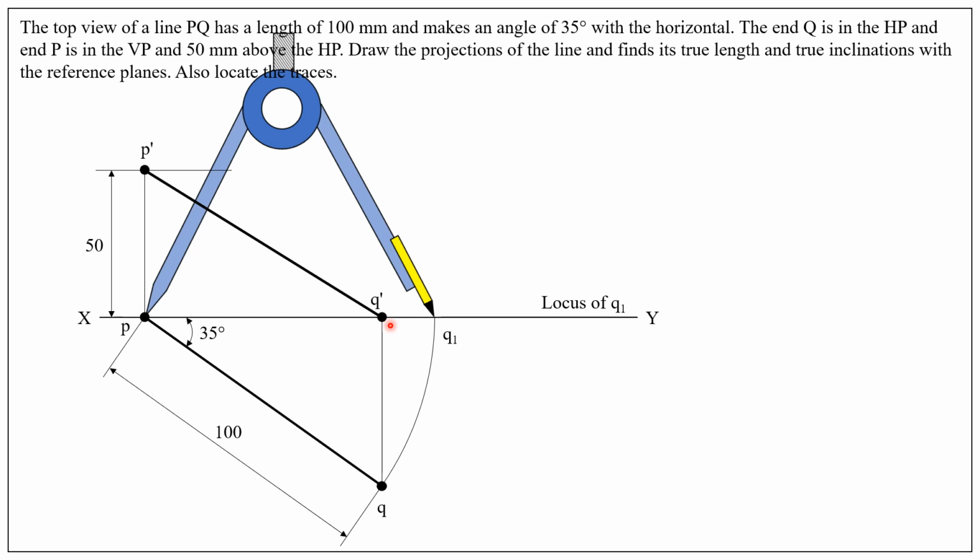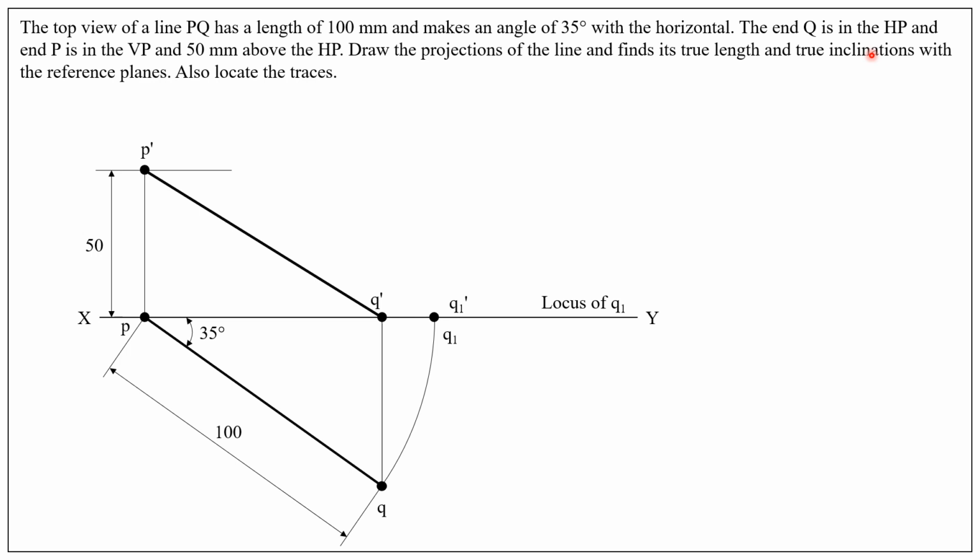So Q1 is the top view of a point. And where is its corresponding front view? That means the front view of point Q1. Look at the data, end Q is in the HP. Therefore, Q1 also represents Q dash. That means the front view of a point lying in the horizontal plane is on the XY line. We can join P dash Q dash. So what is this P dash Q dash?